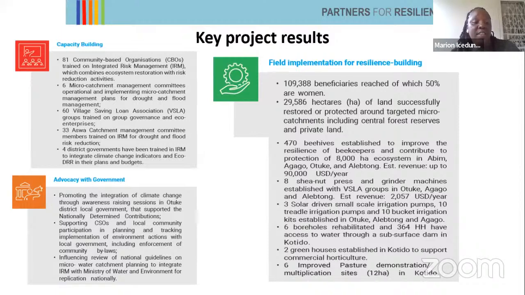Yeah, so maybe just to wind up on the key results, there is the aspect around how we are influencing the national guidelines to integrate micro catchment planning, especially to integrate the 3 components of DRR, ecosystem management and restoration, and climate change adaptation. And I'll speak to that in almost the last slides. Next.